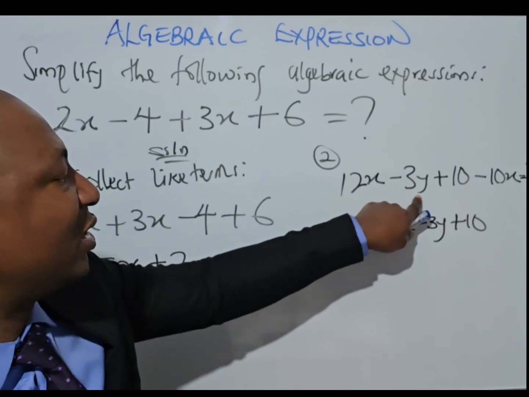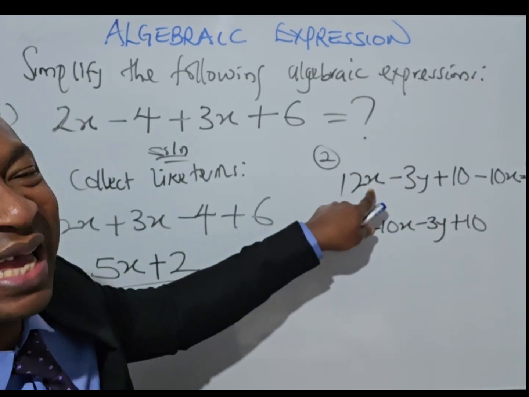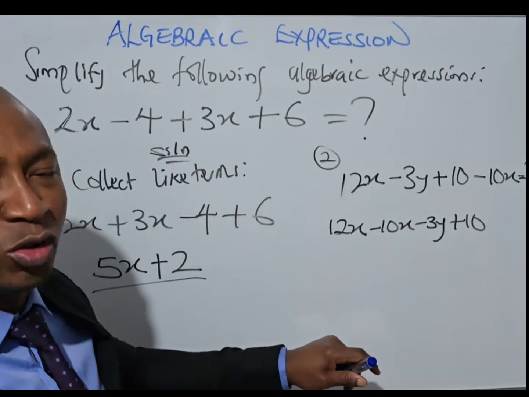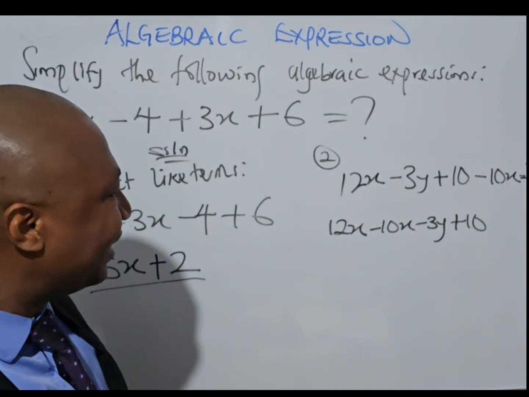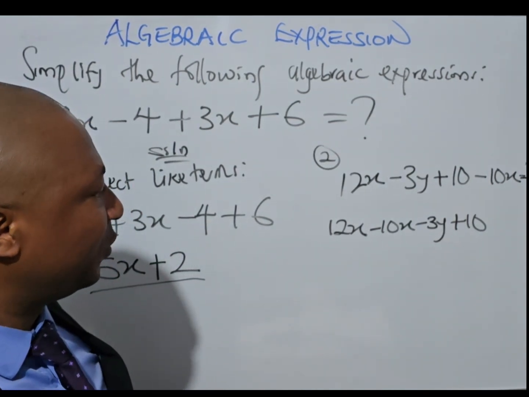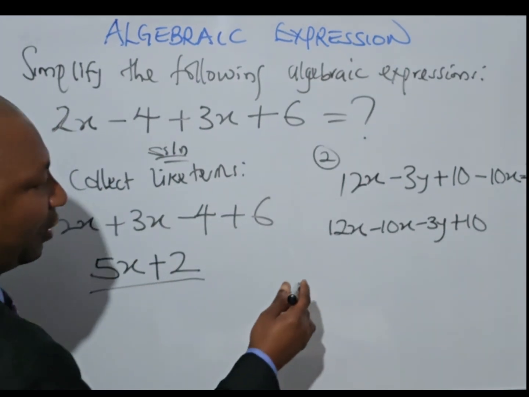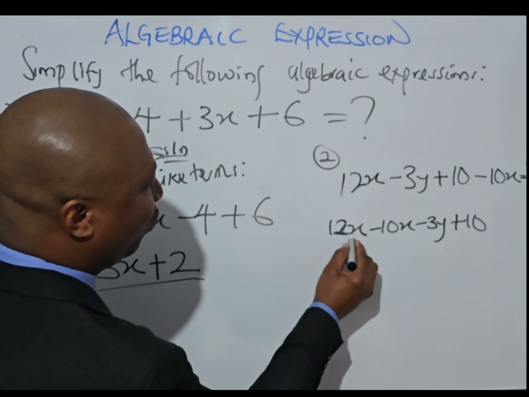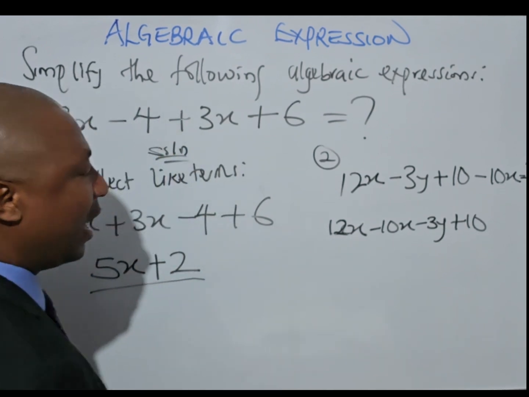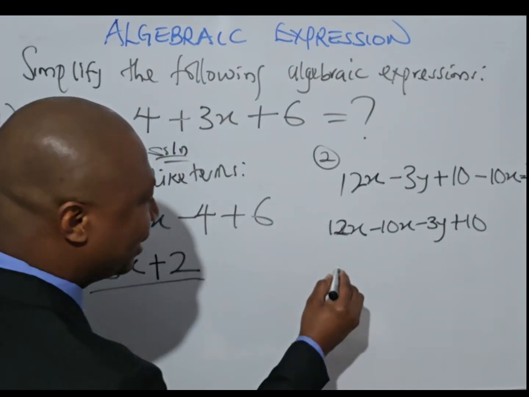But the variable is y, which is different from this variable, which is s. The same variables work together, go together. You add them together or you subtract them. They should be on the same line because they are like terms. So here we are having 12s. So now 12s minus 10s. The answer is actually 2s.